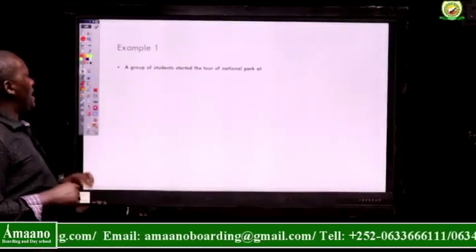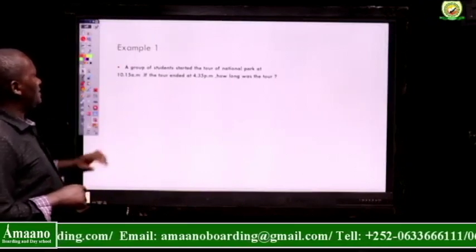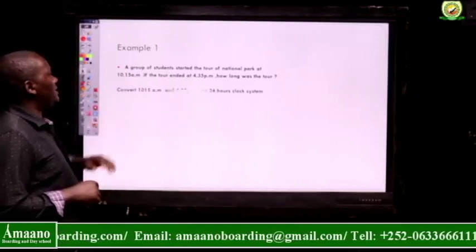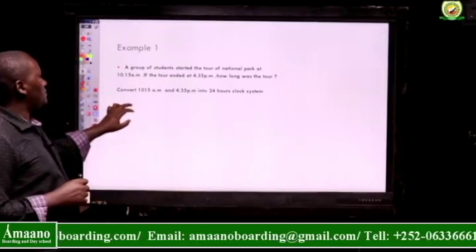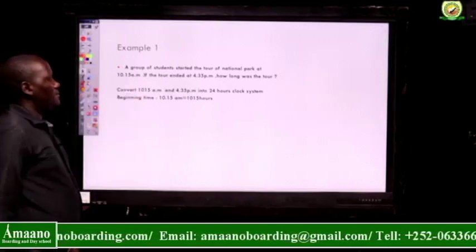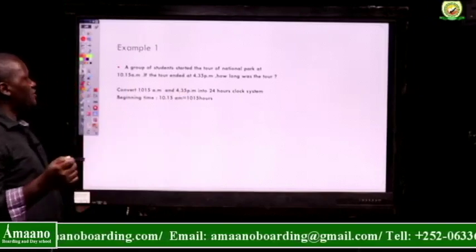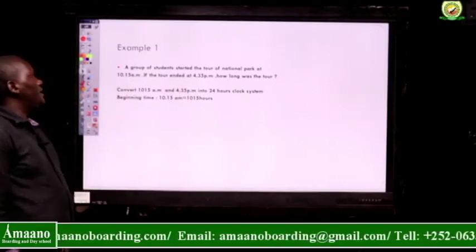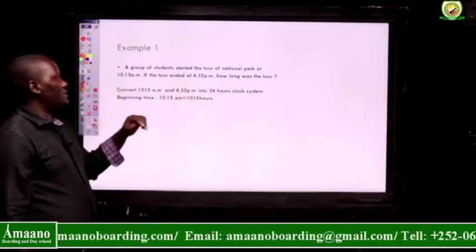Example number 1. A group of students started the tour of the national park at 10:15 a.m. If the tour ended at 4:35 p.m., how long was the tour? First, I'm given the time they started, that is 10:15, and the time they finished, it's 4:35. The first step I should do is I'll convert 10:15 into 24-hour clock system. 10:15, this is morning hours, so it will be 10:15 hours.